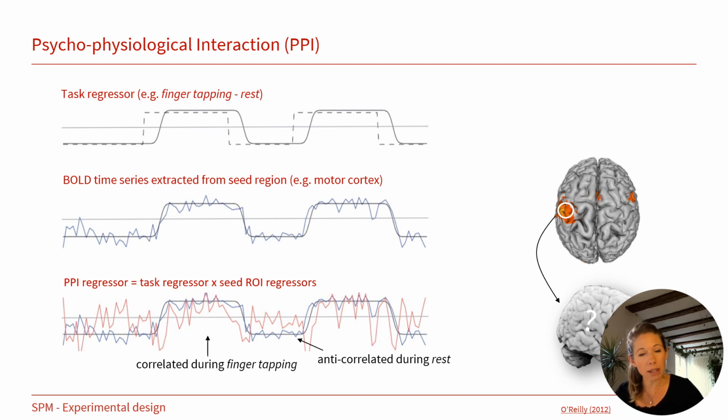So this PPI regressor makes sure that when we feed it into the model, we will only isolate those brain regions which are highly synchronized to our seed region during the periods of task of finger tapping, but not during rest. And with this, we can specifically address the effect of context.